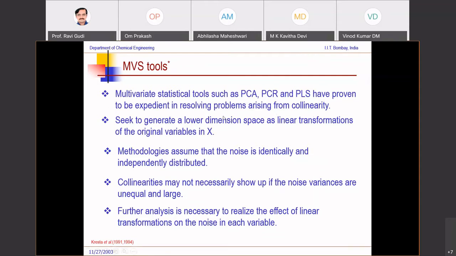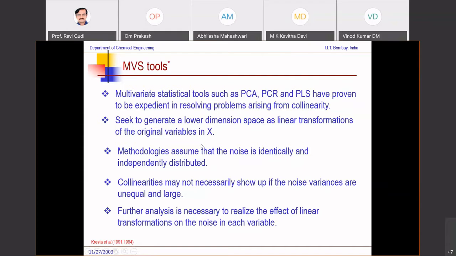If my X is collinear and I still want to generate that linear regression or estimate my coefficients, then PCA, PCR, and PLS are found to be very useful. What do these multivariate statistical tools do? Primarily, MVS stands for multivariate statistics. It's based on one key algorithm, which is singular value decomposition. And it seeks to generate a lower dimension space as linear transformations of the original variables.